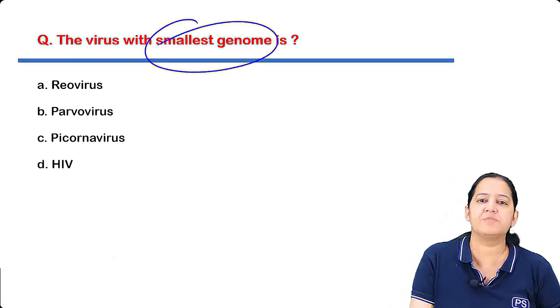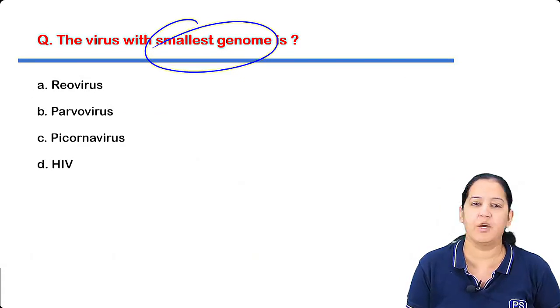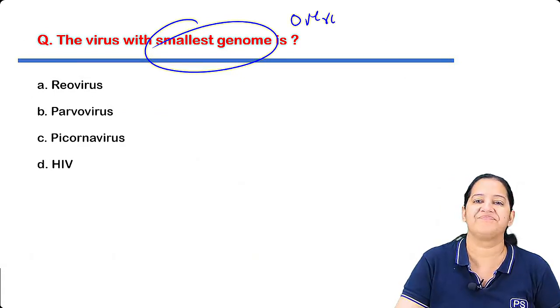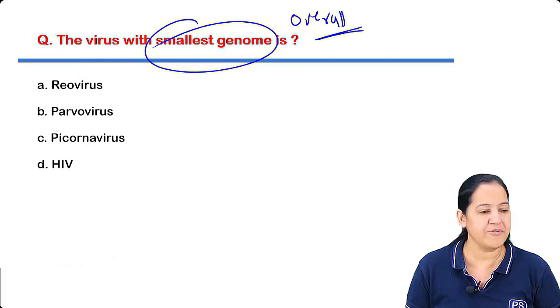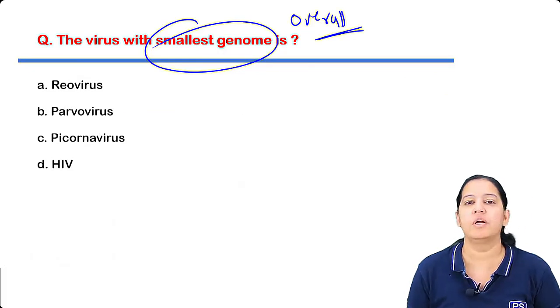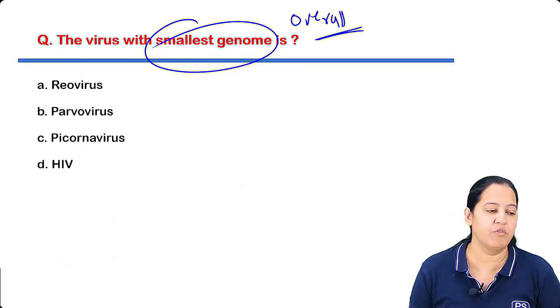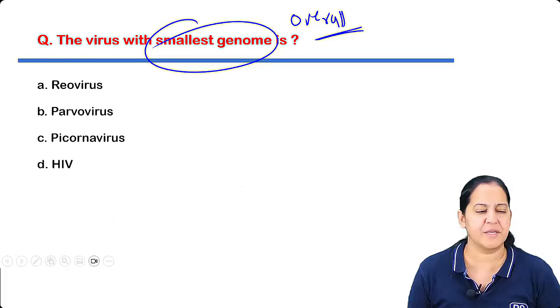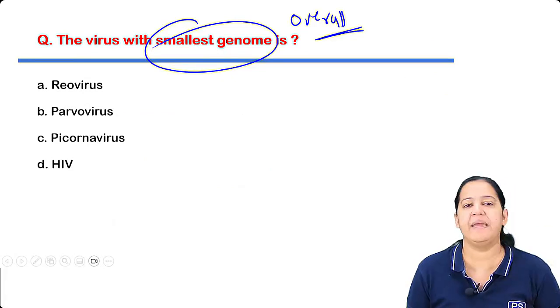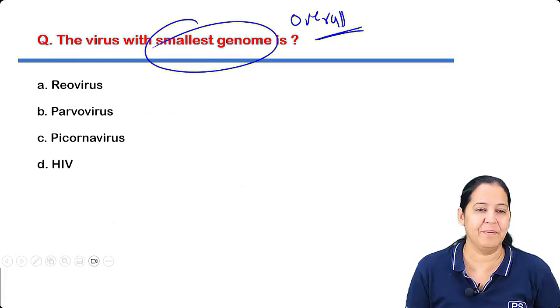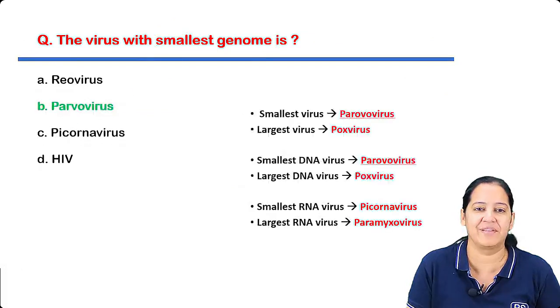The virus with the smallest genome. I have not written DNA or RNA. I am asking overall. If I have not written DNA or RNA, I am asking overall. Tell me the smallest virus overall. Overall smallest. सबसे छोटा baby. Who's the baby? The baby virus. It's Parvo. Very good. The correct answer is Parvo.